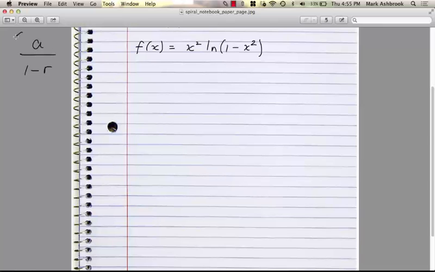This is your goal. Goal is A over 1 minus R. That makes sense. That would be like a perfect.